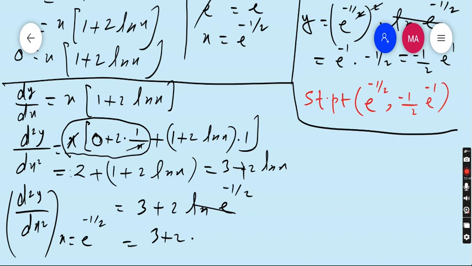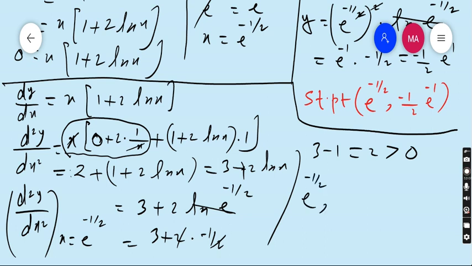So ln and e cancel, minus 1 upon 2. 2 cancel by 2, 3 minus 1 is 2. 2 is greater than 0. Hence e power minus 1 upon 2, that is 1 upon 2 e power minus 1, is minimum. Very interesting part. Move to part G.